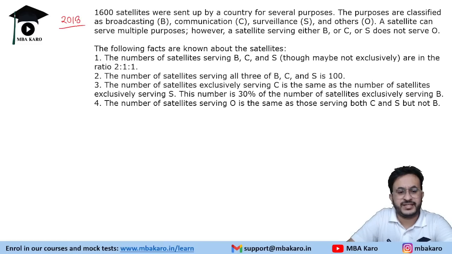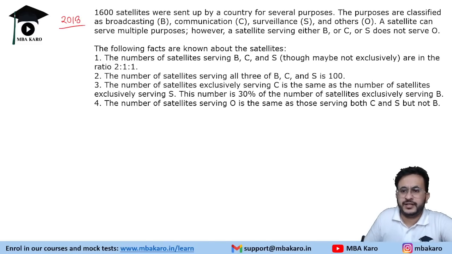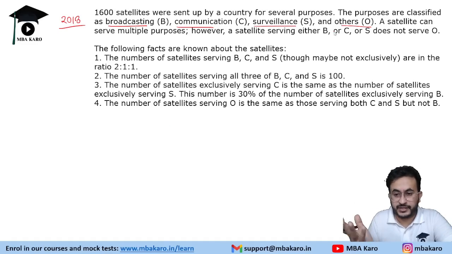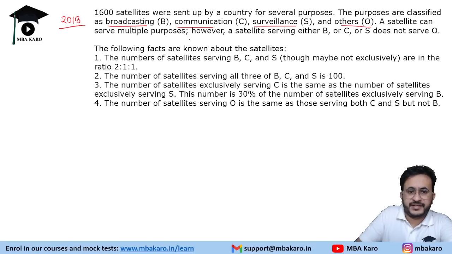It said that there were 1600 satellites and there were some conditions given over here. There are four categories: broadcasting, communication, surveillance, and others. Others is represented by O. Now, what comes to our mind is there are four elements, so we should make a four set Venn diagram. That is what comes to our mind. But it is given that they can serve multiple purposes. A satellite serving B, C, or S does not serve O. So O is exclusive.